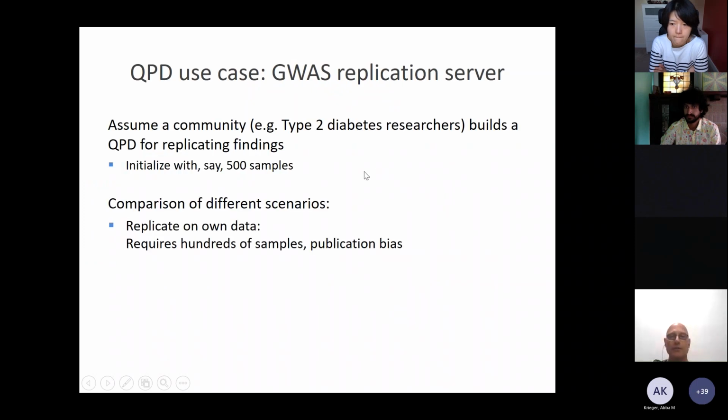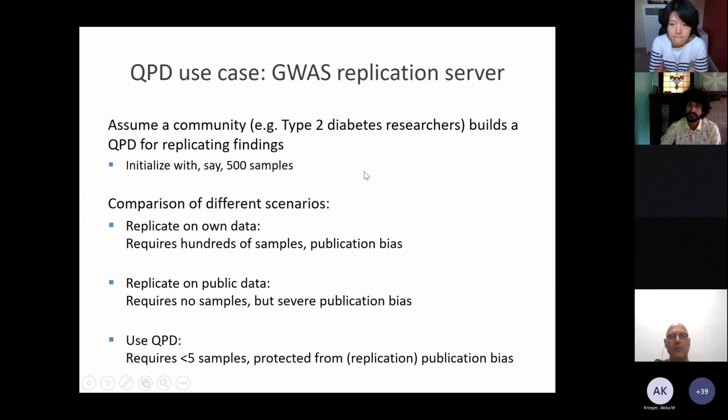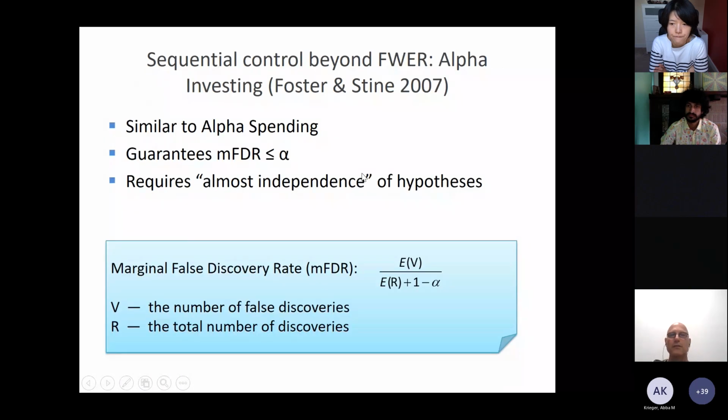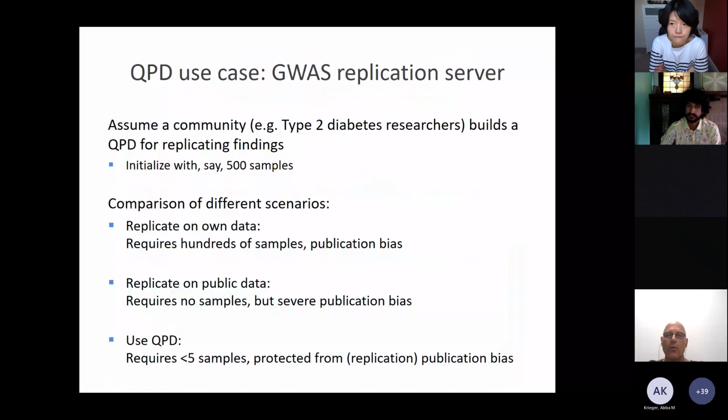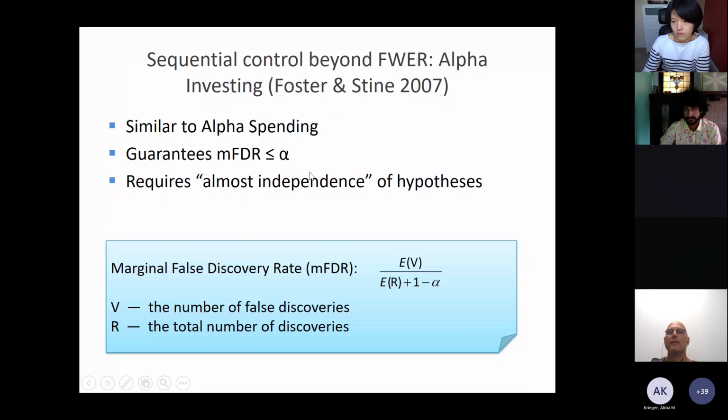Okay, I have a use case which I think I'm going to skip over, which is using this for replication of genome-wide association studies discoveries. And now I'll move over to talk about basically what was in our 2014 paper, which is moving beyond controlling family-wise error rate.